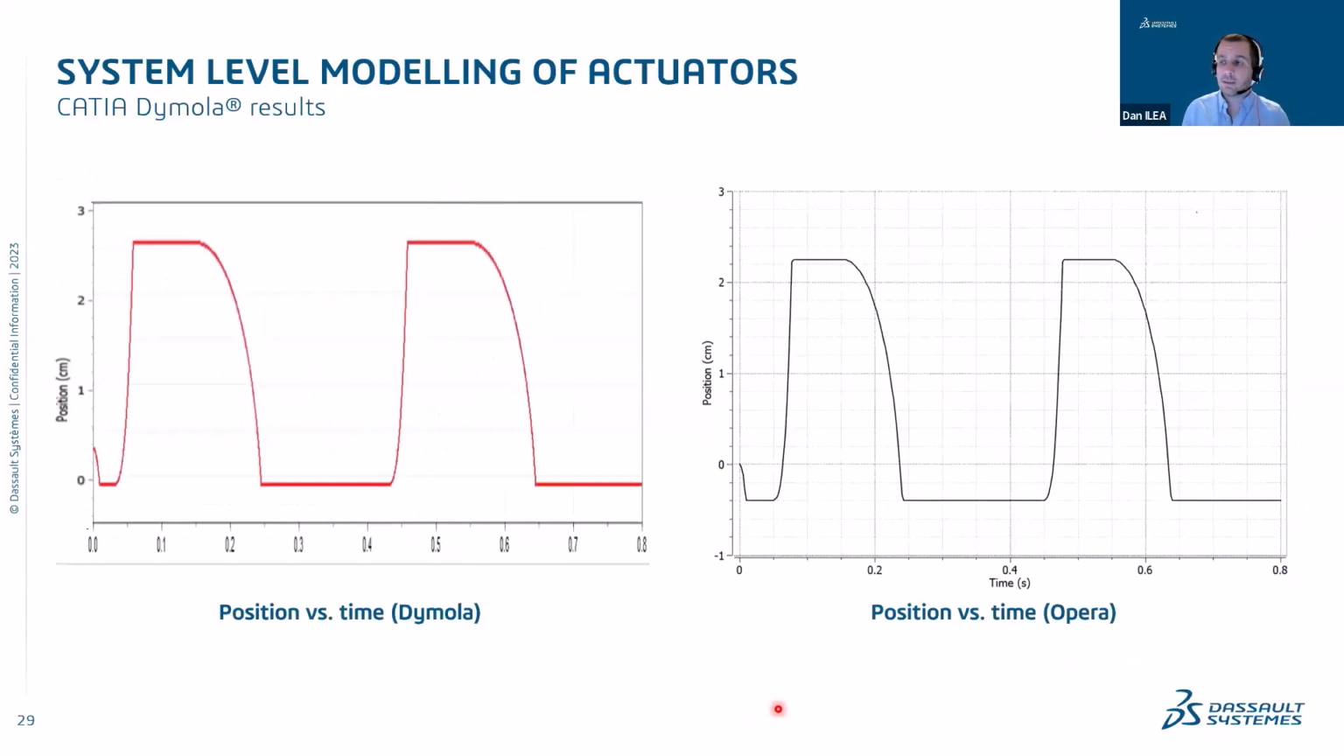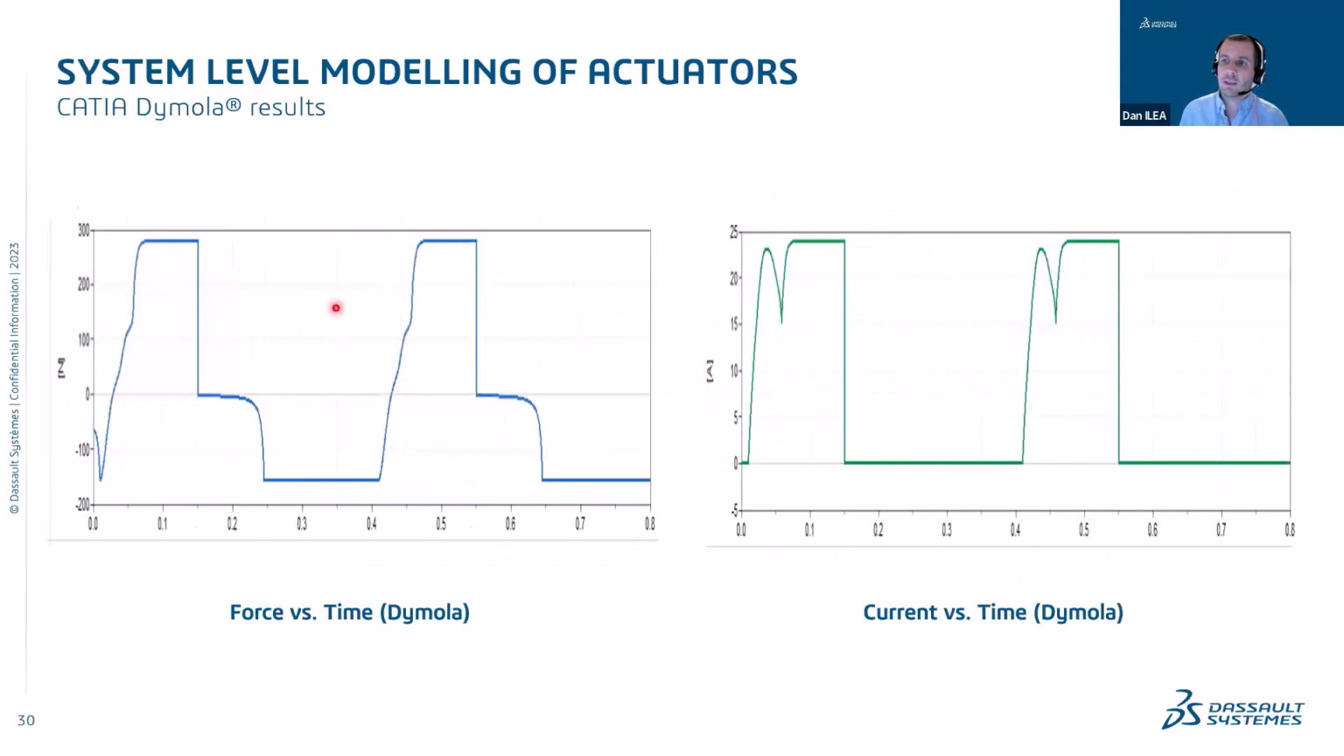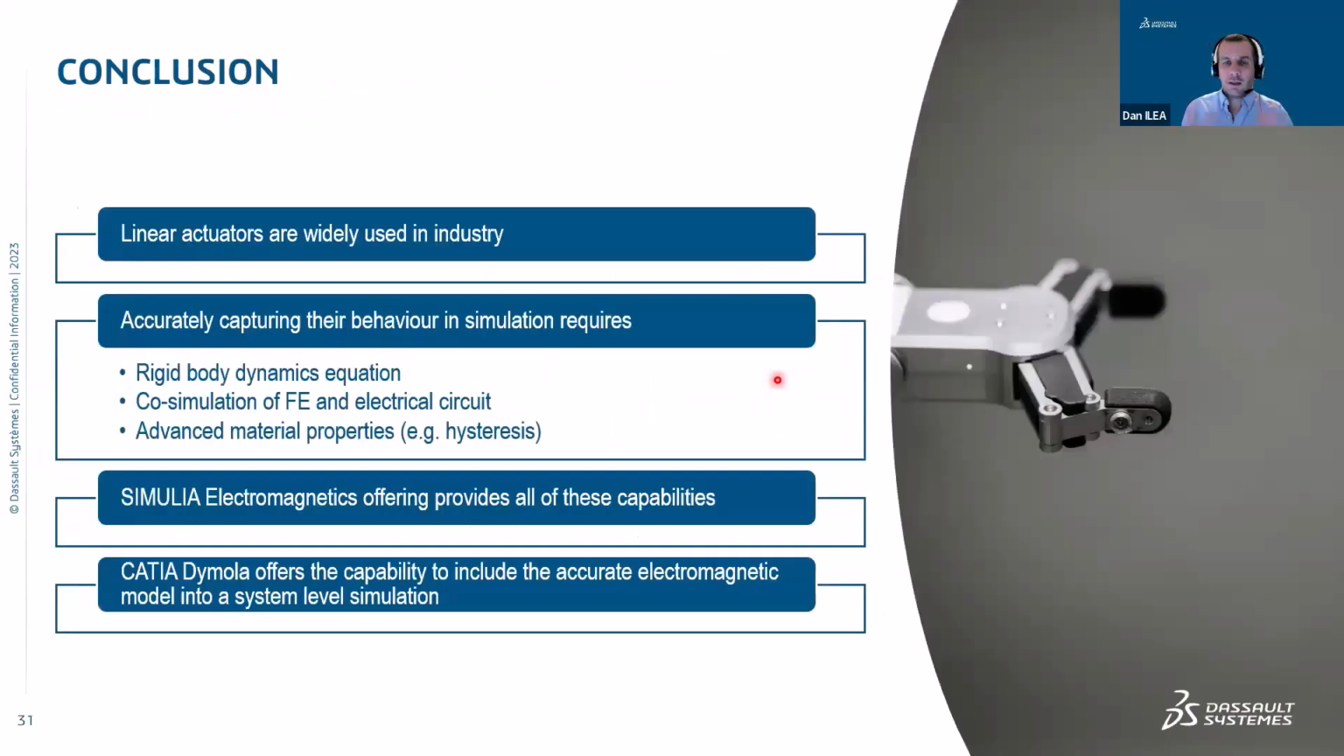And when we compare the results, we have on the left-hand side the results from the system-level simulation from Dymola, and on the right-hand side the full 3D FE simulation that we were looking at. You can see we get very good agreement between the two. If we look at the position, the forces, and the current, we see the same kind of profile, same kind of peak values, and even this dip, which is due to the inductance of our actuator. So that is the linear actuators transient simulation presentation I want to talk to you about.